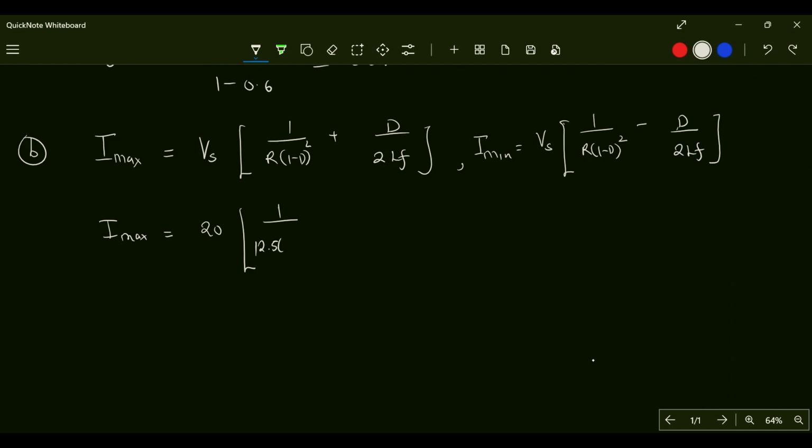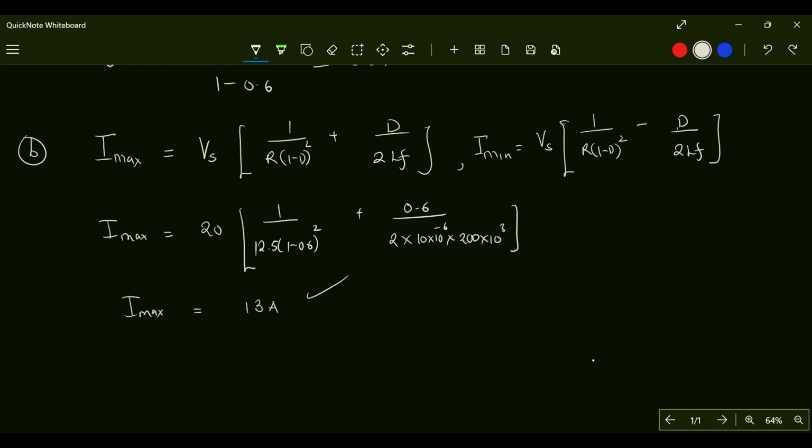4.5, okay, 1 minus 0.6 squared, plus 0.6 divided by 2 times inductance, which is 10 microhenry, so 10 times 10 to the power negative 6, and then the frequency is 200 kilohertz, so 200 times 10 to the power 3, right? So if you calculate this, Imax is equal to 13 amps, right? So 13 amps as Imax.